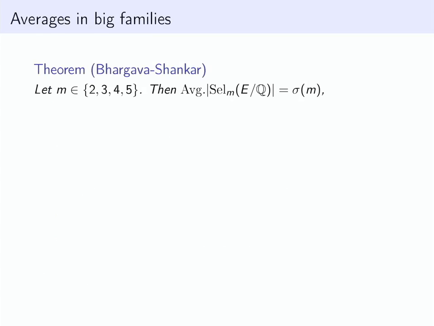So going back to the breakthrough work of Bhargava and Shankar, they computed the average size of the M-Selmer group in the family of all elliptic curves. As you vary over all elliptic curves, the average size of the M-Selmer group is this very pretty sum of divisors of M, when M is no bigger than 5. So in particular, most elliptic curves have a bounded number of Selmer elements.